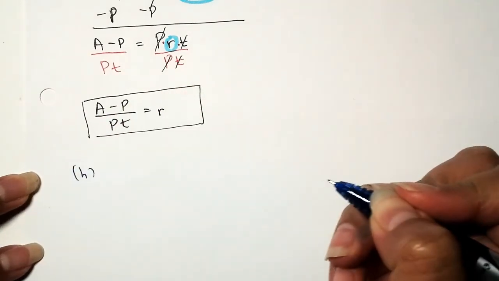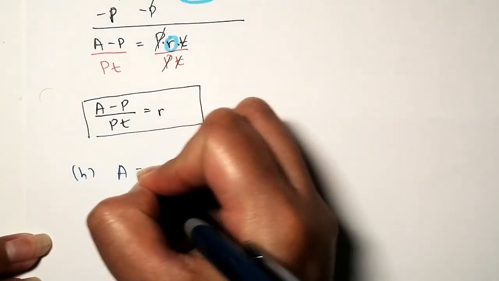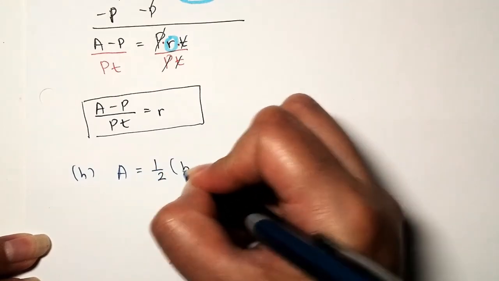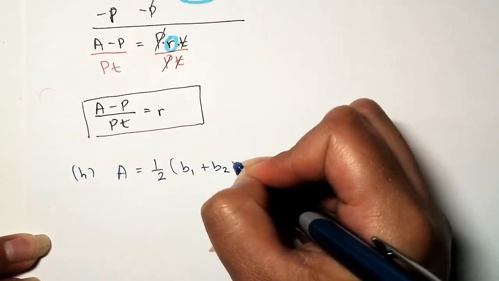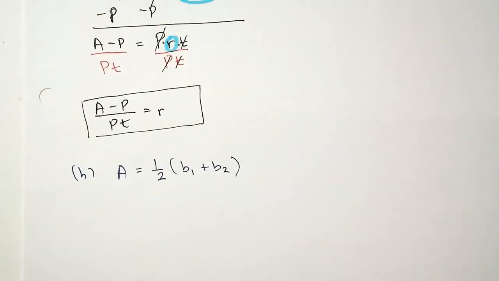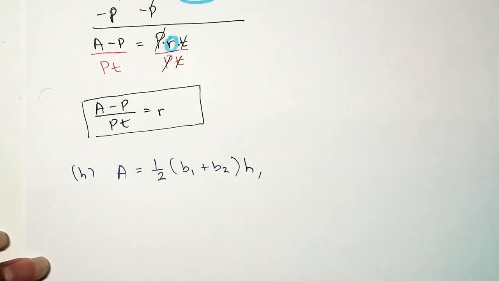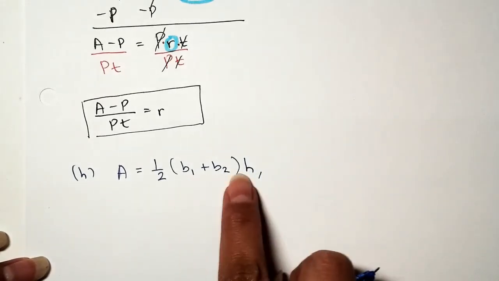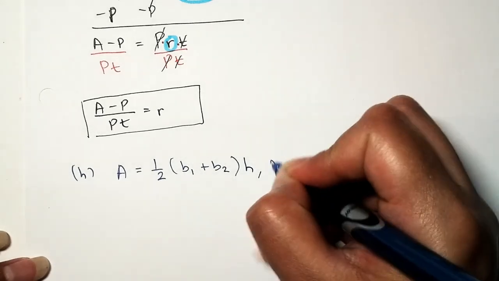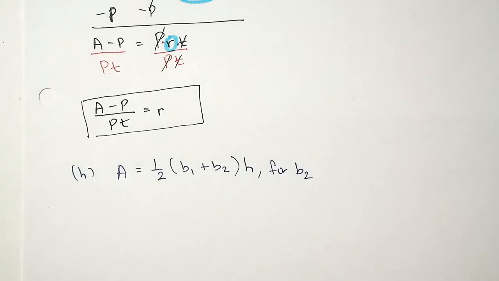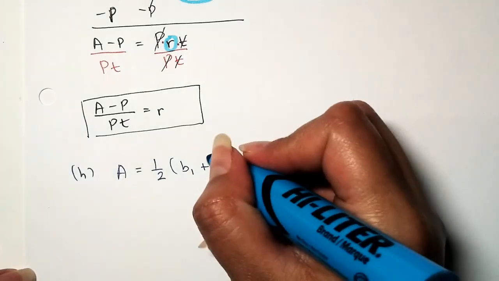Okay, problem H, we have A equals 1/2 open parenthesis B1 plus B2. So I guess we like B so much that we put 2 of them, and so we have to put subscripts. Okay, close parenthesis times H. So we have too many variables, A, 2, 3, 4 variables, so we have to be told which variable to solve for, and in this case we're gonna solve for B2. So let me go ahead, circle that B2 term.